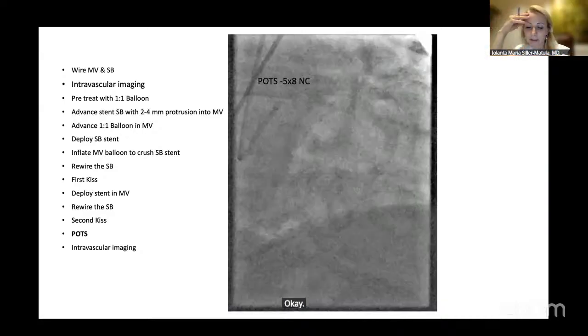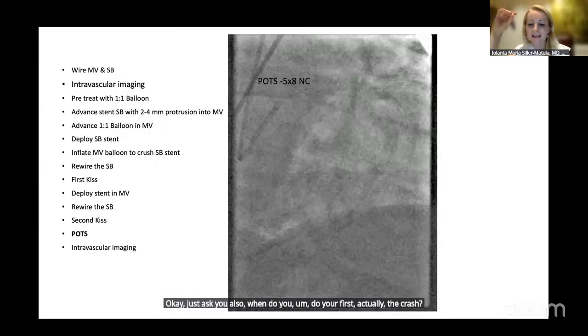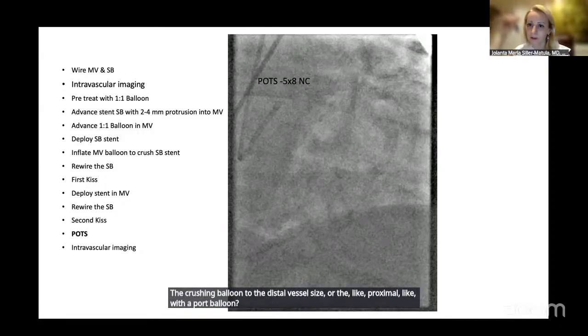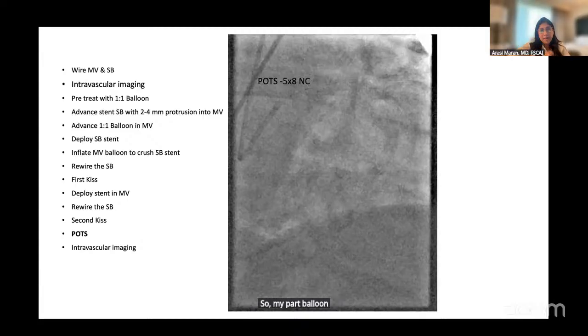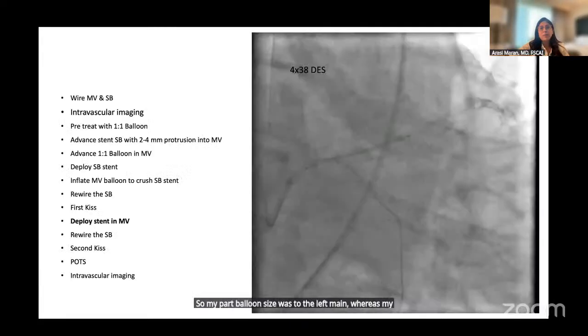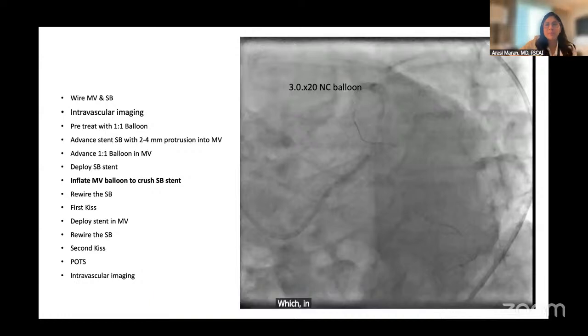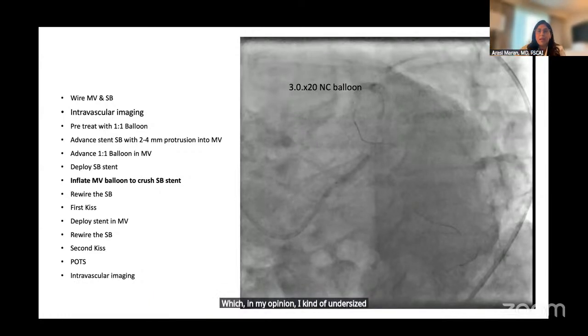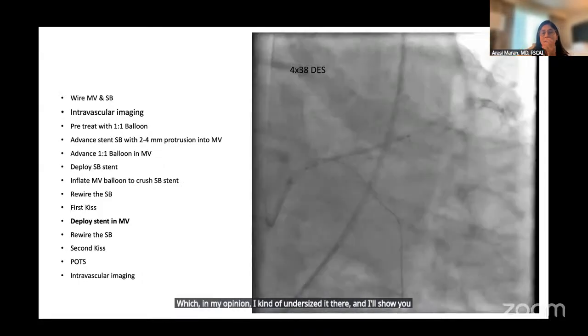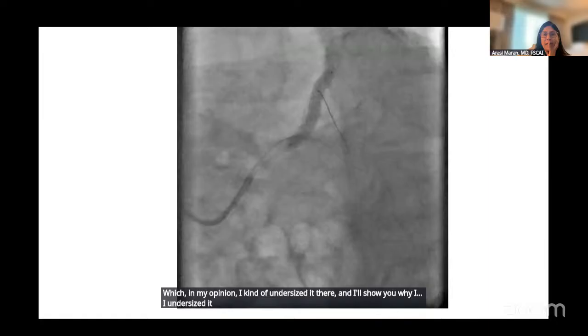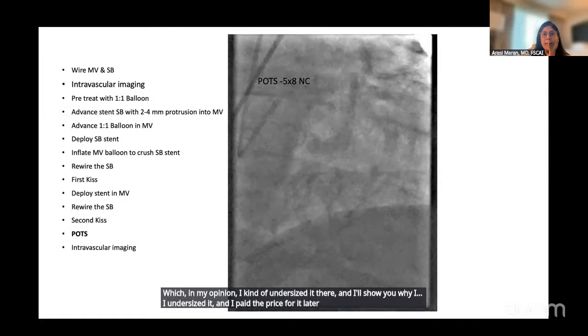Just to ask you also, when you do your first crush, do you size the crushing balloon to the distal vessel size or the proximal, like with a POT balloon? My POT balloon size was to the left main, whereas my crushing balloon size was to the distal vessel. That's why it was not a big distal balloon, which in my opinion, I kind of undersized there. And I'll show you why I undersized it, and I paid the price for it later on.